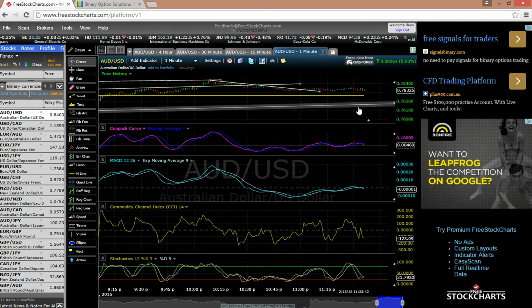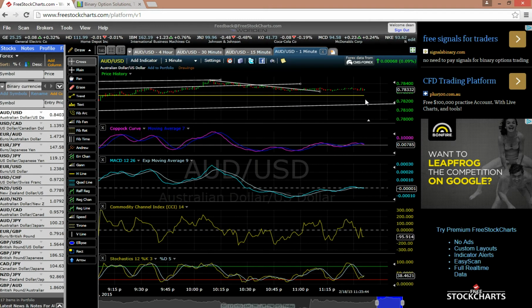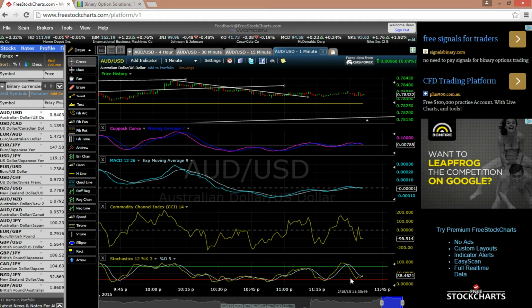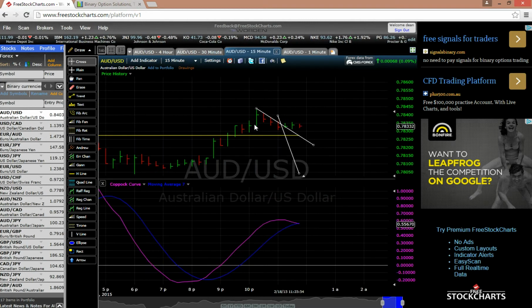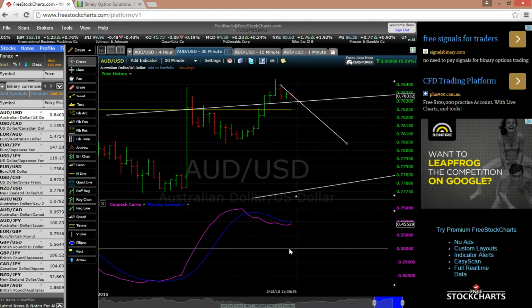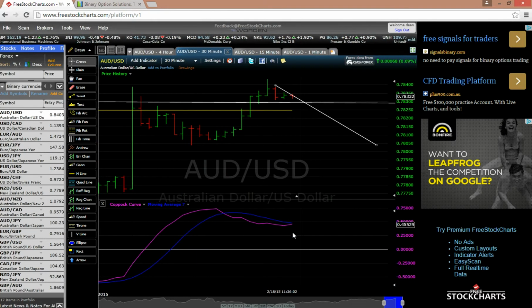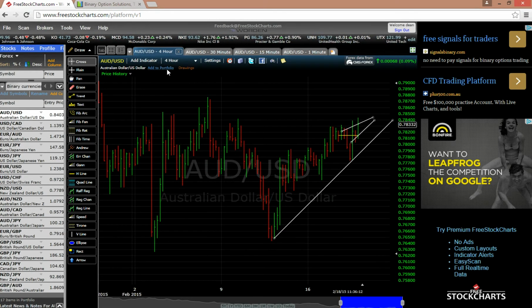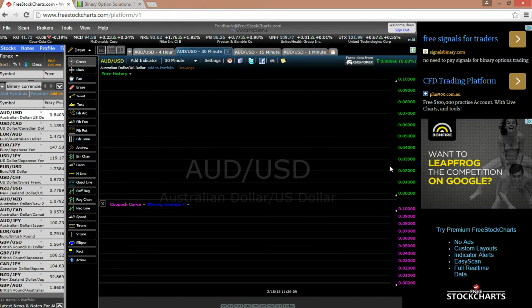Okay, so we're not looking for an entry on the 1-minute chart just yet. What we'll be doing is looking for a crossover on the copper curve here on the 30-minute chart, and then we'll be going into a 30-minute position. Just ignore the rest of the stuff, guys.